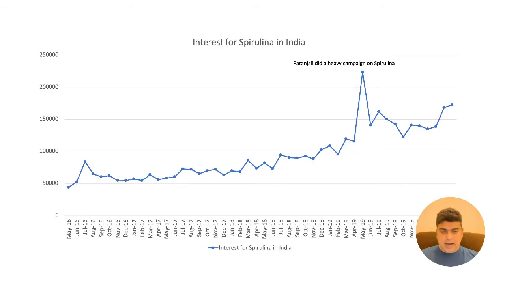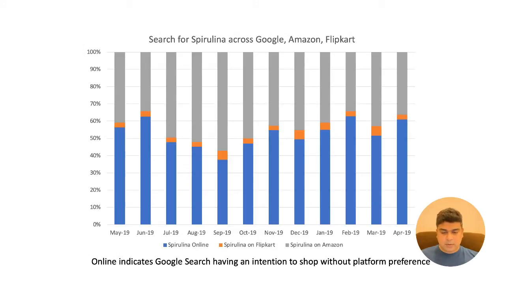Then I went a little deeper and looked at how many people are actually searching for this particular product online, how many are looking for it on Flipkart, and how many are looking for the same product on Amazon. This is the kind of data I was able to pull out, which I put in charts, and it gave me a visual understanding of the demand in the Indian market for a product like spirulina.